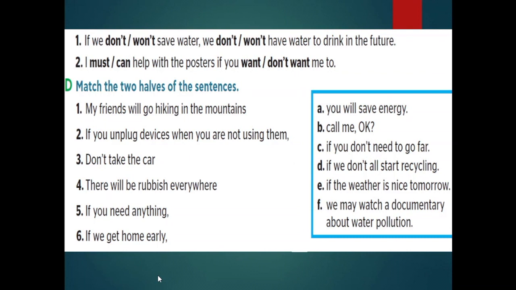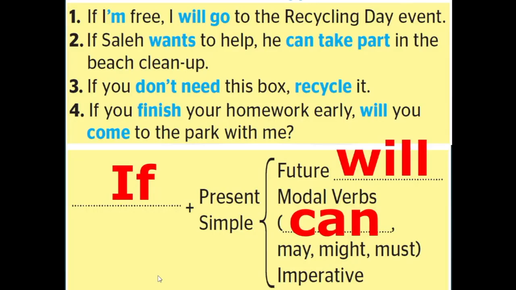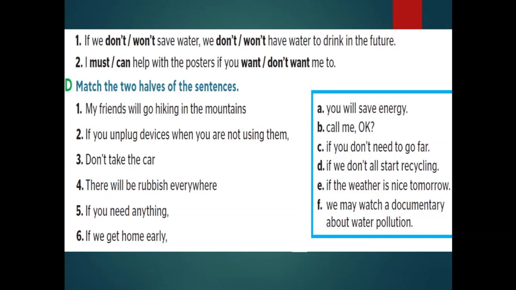Okay. Now exercise D. You have to match the two halves. Okay. Sorry, before going to exercise D, we've got to do the two sentences in exercise C. You have to read the sentences and choose the correct option. Then listen to check your answers. If we don't or won't save water, we don't or won't have water to drink in the future. Right. If we don't save water. Correct. We won't. Won't is the abbreviation of will not. We won't have water to drink in the future.